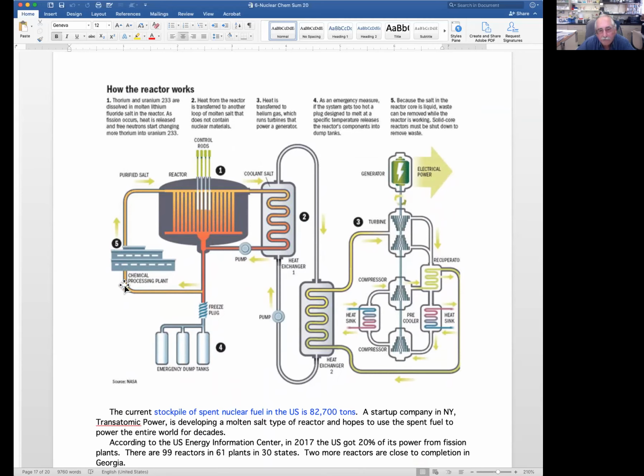Now, what happens if the reactor starts to burn out? If the reactor gets overheated for whatever reason, this freeze plug right here will melt, and it falls into these tanks that are below the ground. So this whole thing will drain out and go underground and be stored. It can never get hotter than the temperature of these freeze plugs. So what is the likelihood of a nuclear disaster? Not much at all. Okay.